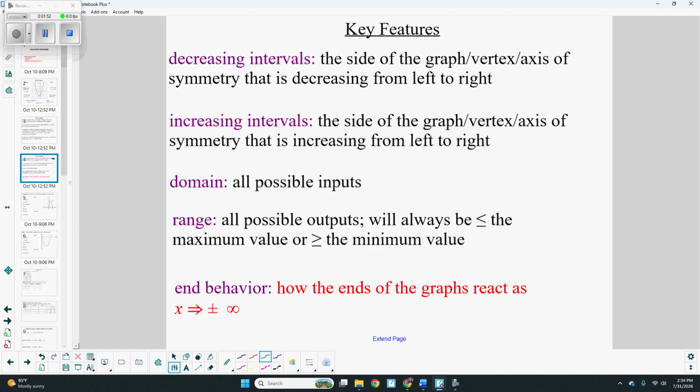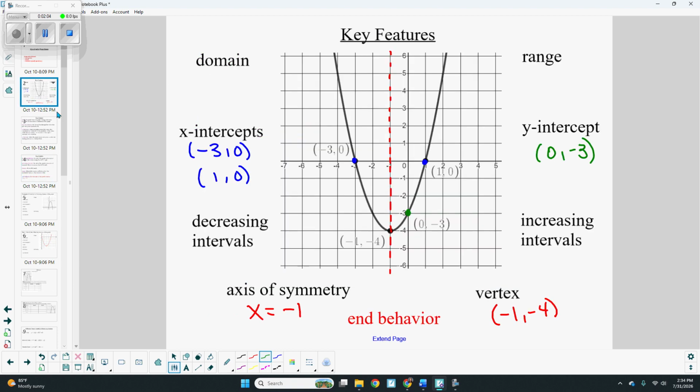Decreasing and increasing intervals are the side of the graph that's either decreasing from left to right or increasing from left to right. The axis of symmetry will always split it. So if I was looking at my graph from left to right, first I was going down, right? To draw my graph, I had to draw it down. So first was a decreasing interval. It started decreasing all the way at -infinity and kept decreasing until we hit x equals -1. But at -1, it's actually staying still. So we're not going to include -1. We're going to put a parenthesis there instead of a square bracket.